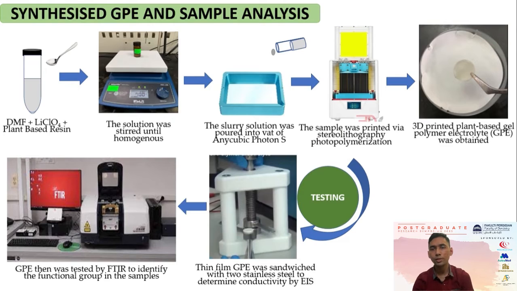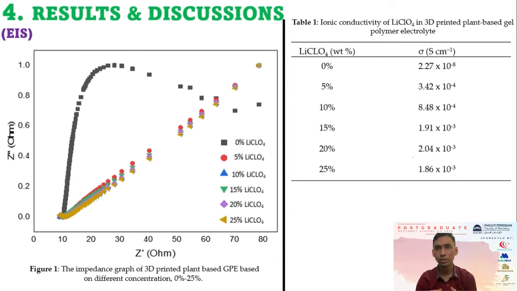For the synthesis of the gel polymer electrolyte and the sample analysis, first of all, the lithium perchlorate will be stirred with the DMF and the plant-based resin. The solution will be stirred homogeneously. After that, the slurry solution will be poured into the vat and go through the photopolymerization process, and then the thin film will be obtained. For the characterization, the thin film gel polymer electrolyte will be sandwiched between two stainless steel electrodes to determine the conductivity, and then it will undergo the FTIR process to determine the functional groups in the sample.